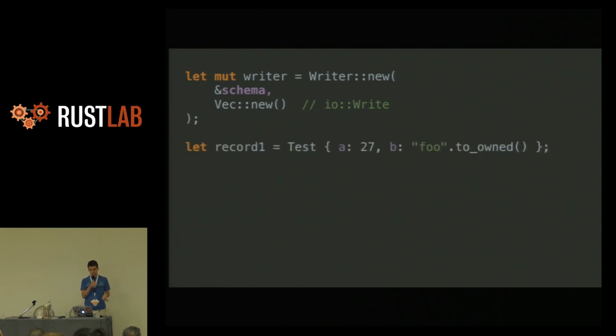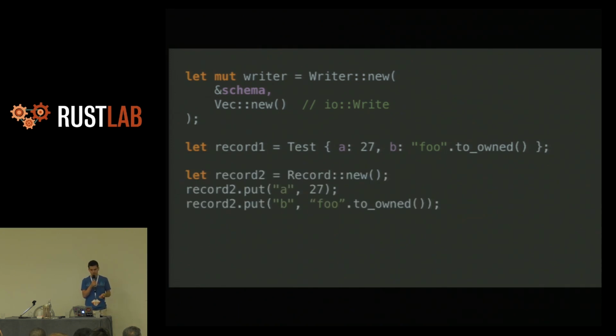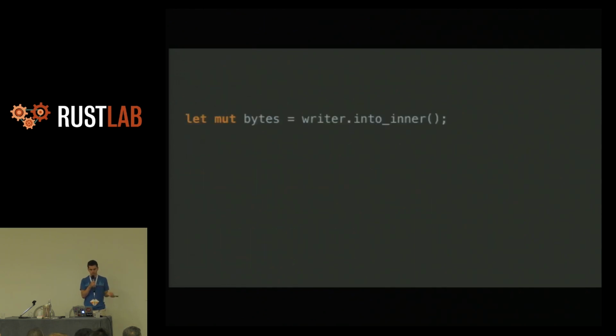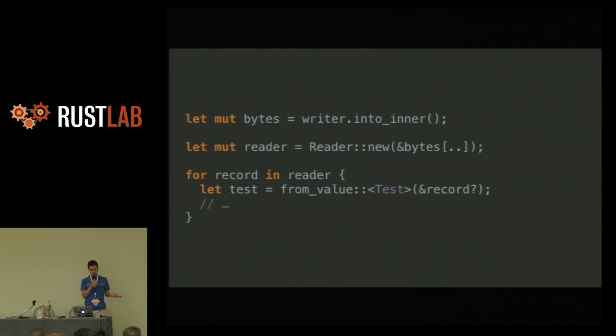You can create some records in two different ways. One with just the struct. The other one is adding things to a hash map, and then at the end you get it serialized. You can append to your writer, and in the end you get some bytes that are Avro encoded. Now you've done the encoding on one side. Next would be decoding. You create a reader from the bytes that you just got, and you can iterate over all of the records in the reader, and then you get the structures back. So that's pretty much it from the Rust side.